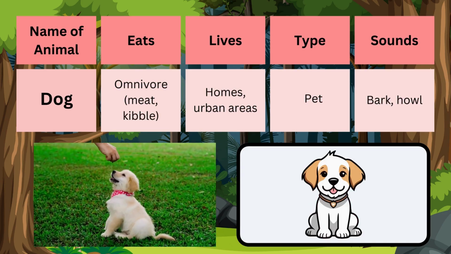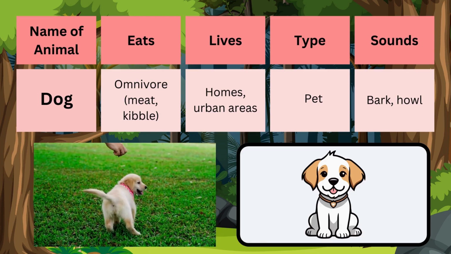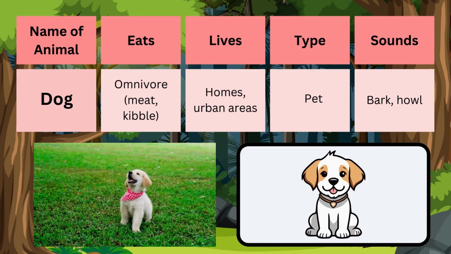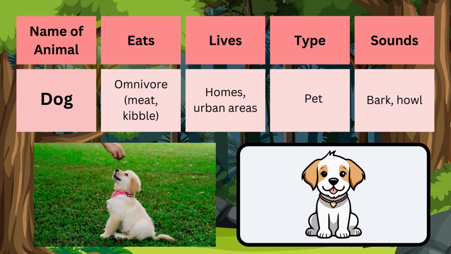Dog. Dog eats omnivore meat, kibble. Lives in homes, urban areas. Dog is a pet. Sounds.